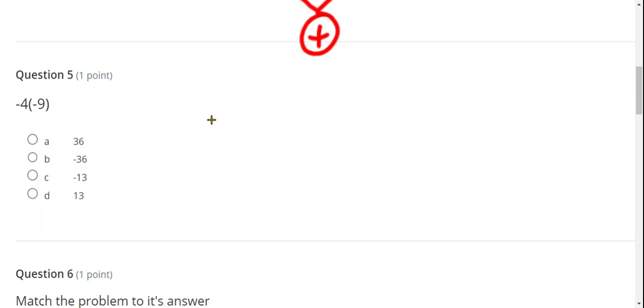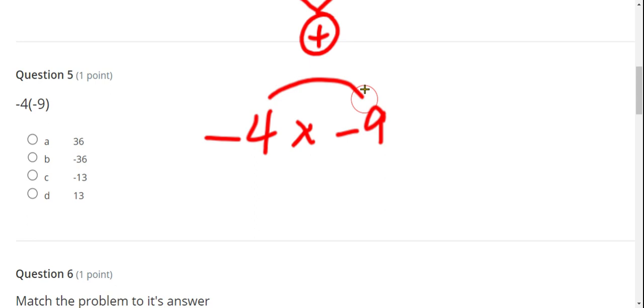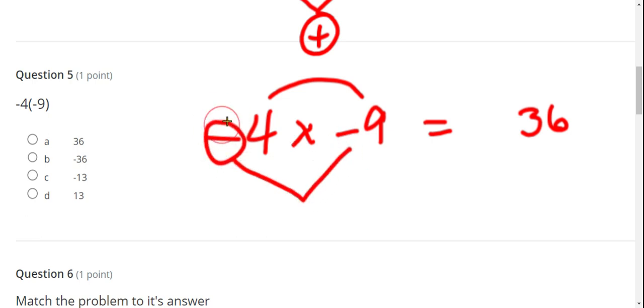So this grouping, negative 4 parentheses 9, means multiplication. So that means negative 4 groups of negative 9. So 4 times 9 is going to give us 36. And then the negative of a negative times a negative, the second negative is going to switch the first one back to a positive.